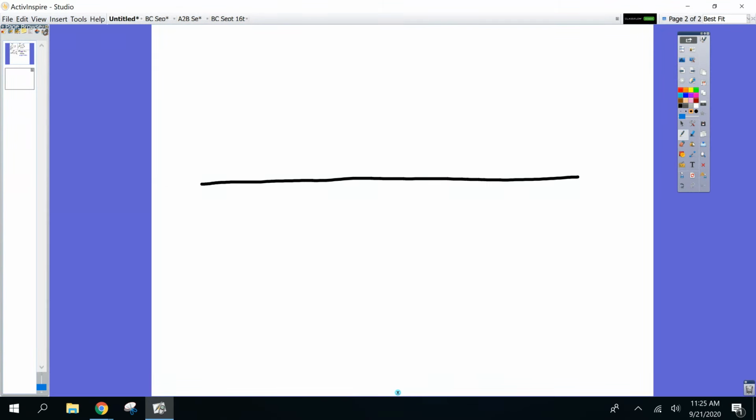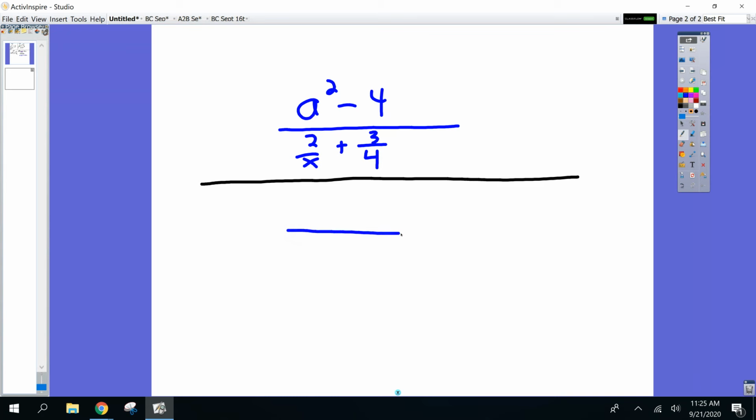We're going to have a fraction today, which is another symbol for what? Division, right? The fraction bar is division. But you are going to have a fraction on top of it. I'm just totally making this up: a squared minus 4, 2 over x plus 3 over 4. And you're going to have the same thing on the bottom. You're going to have something that looks like that. Here's what we need to do, and you guys know how to do this already. I just need to hold your hand a couple times.